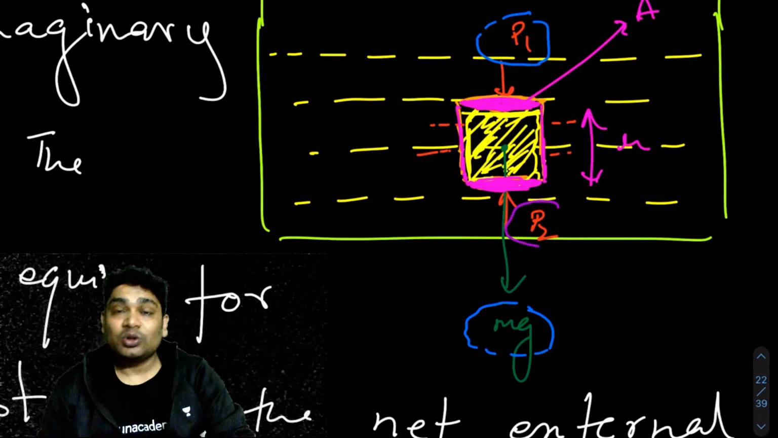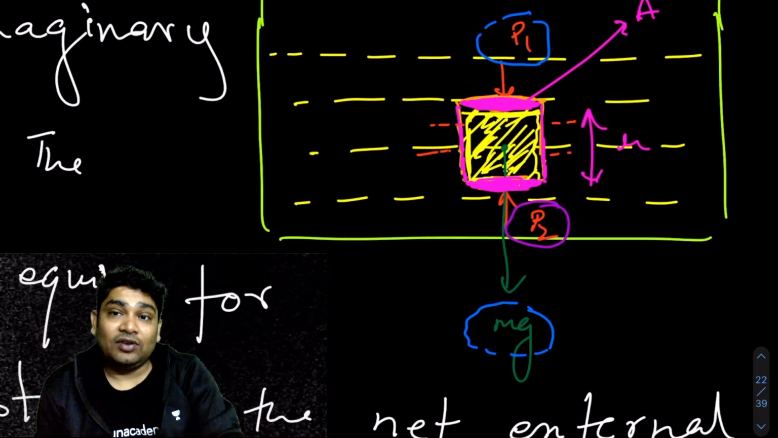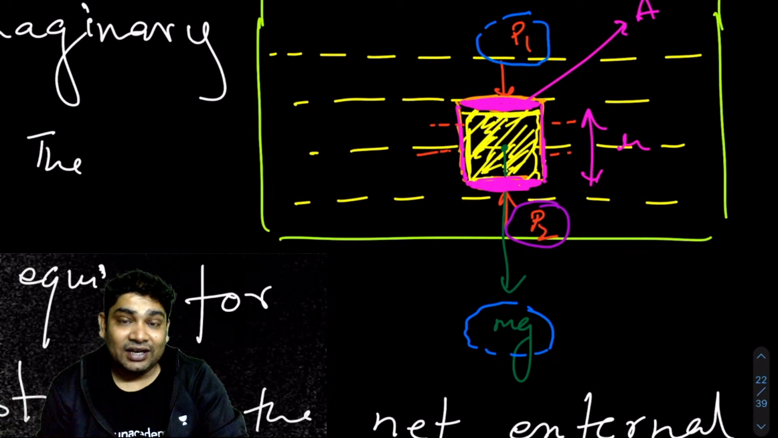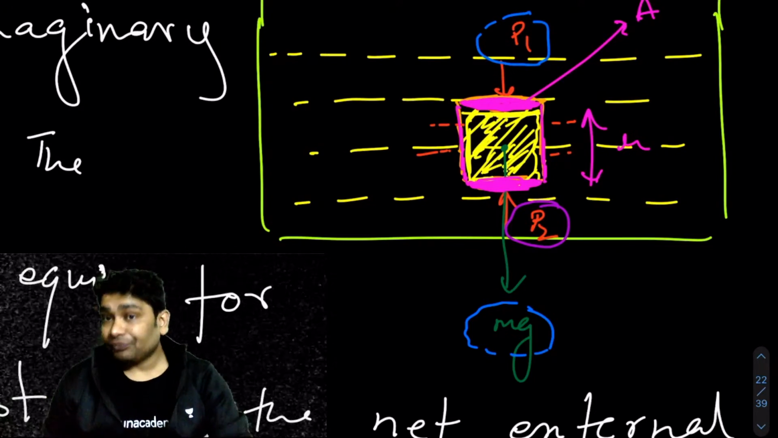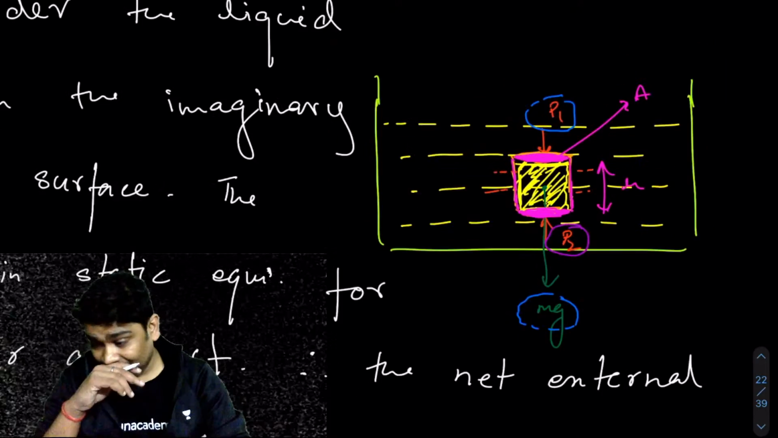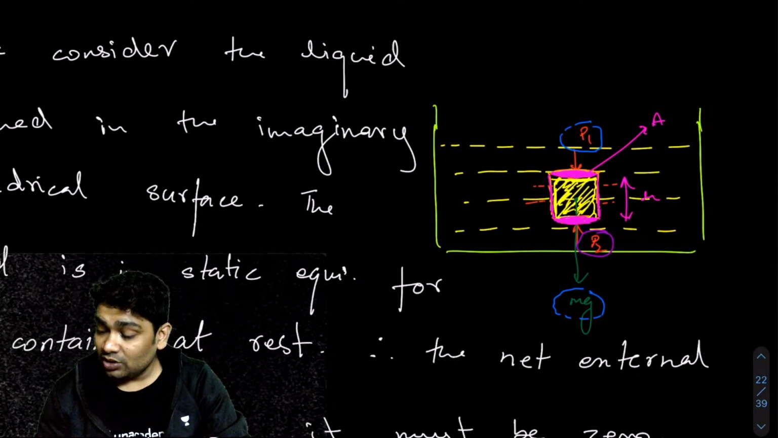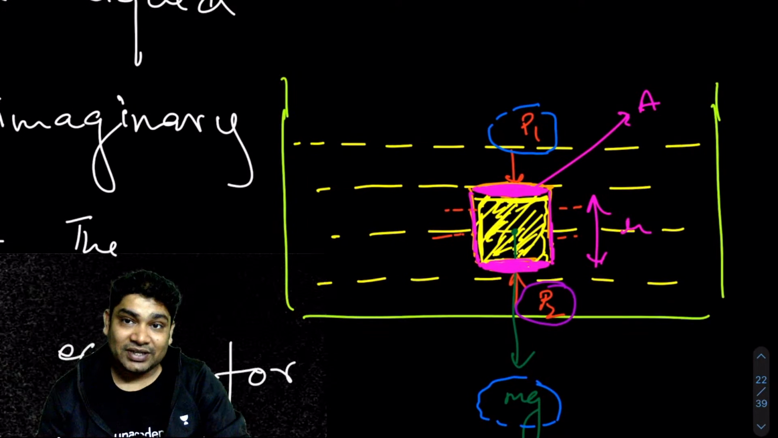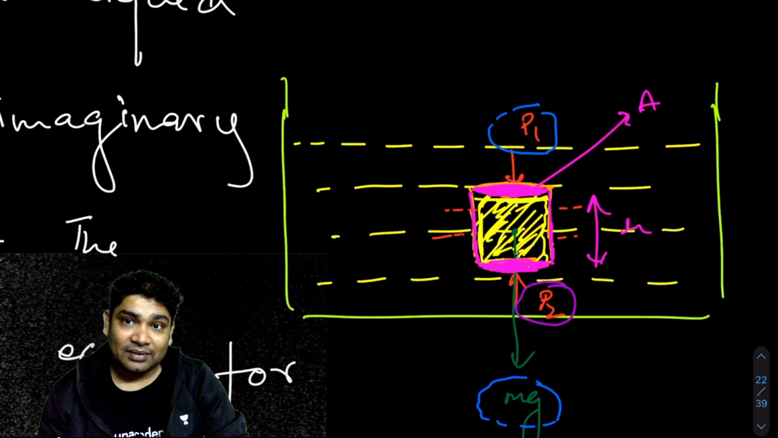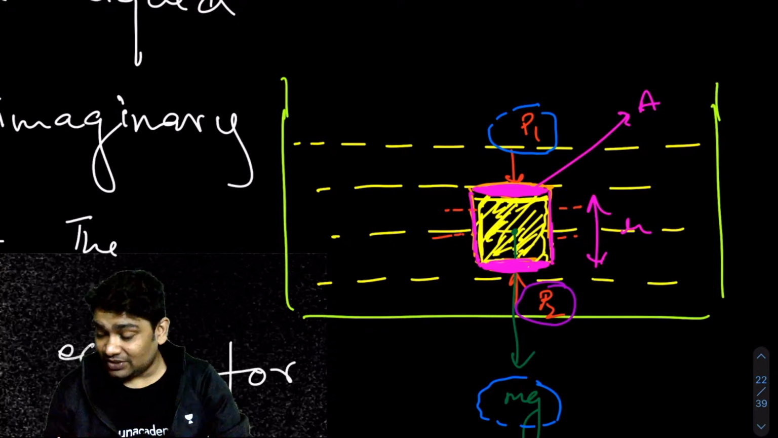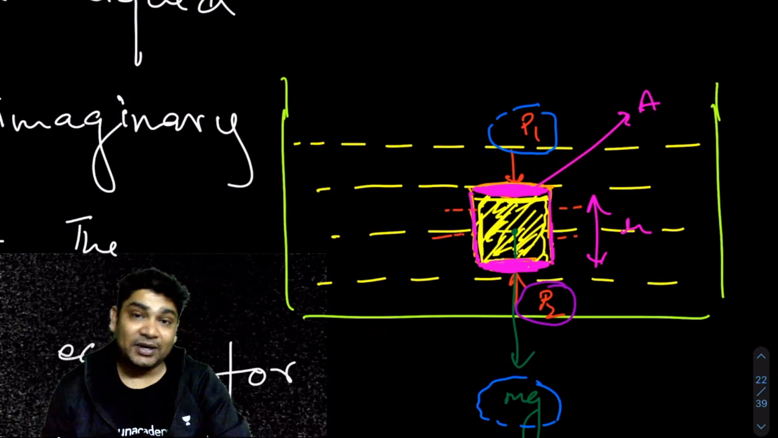Correct. Can I say that the net downward force must be getting balanced by the net upward force, and that is why the liquid is in equilibrium? Correct. So I can write, what is the downward force exerted by this liquid because of this pressure? If the pressure here is P1, the downward force would be P1 times A, and similarly the upward force here would be P2 times A.